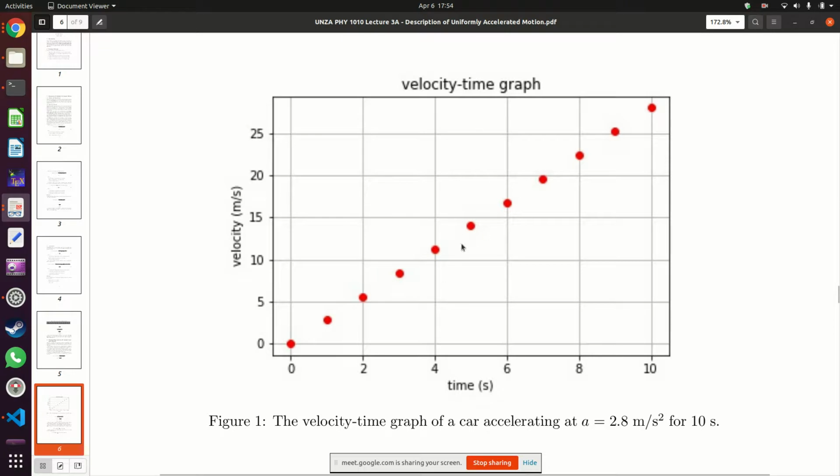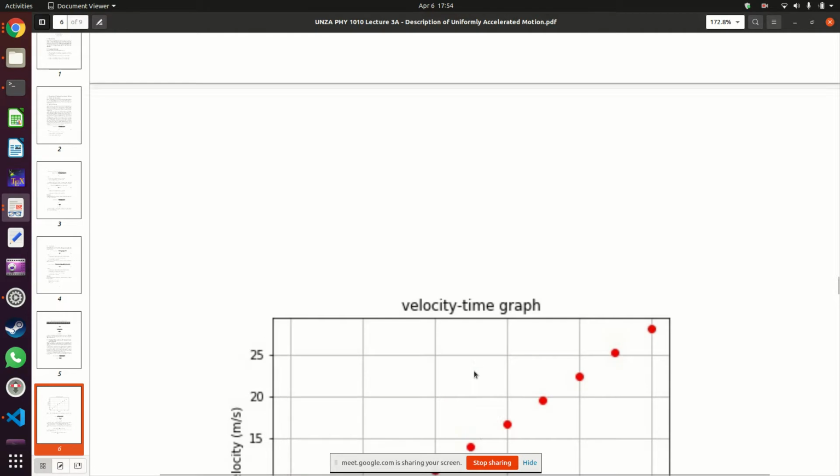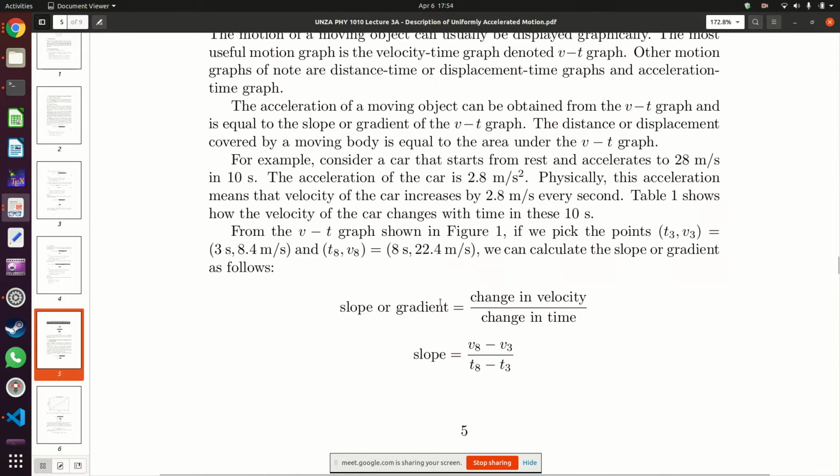From this velocity time graph, if we work out the slope, we pick any 2 points which are fairly separated. We draw a straight line between them and work out the slope. The slope or the gradient is going to be the change in the velocity divided by the change in time. So you pick 2 points, then you work out the slope.